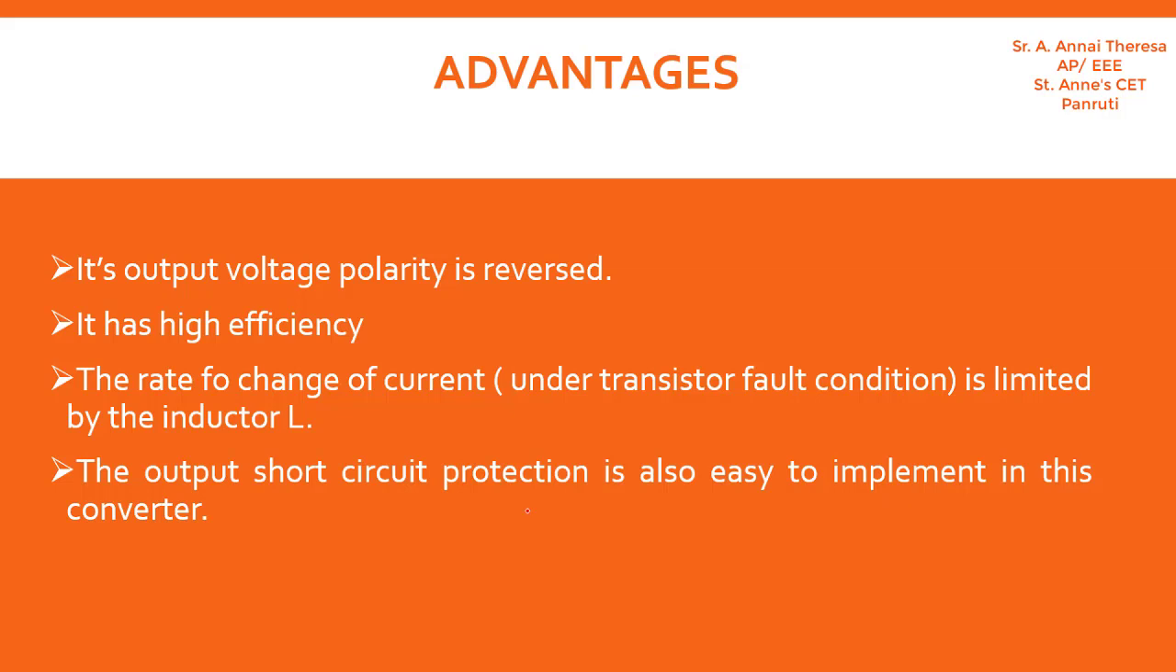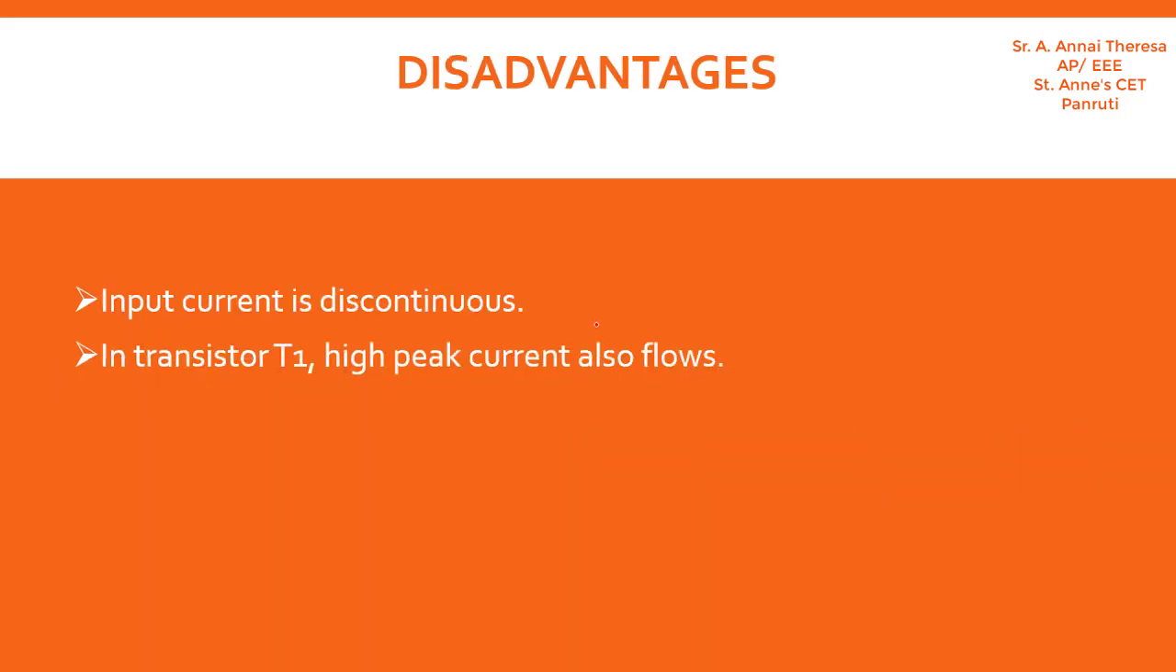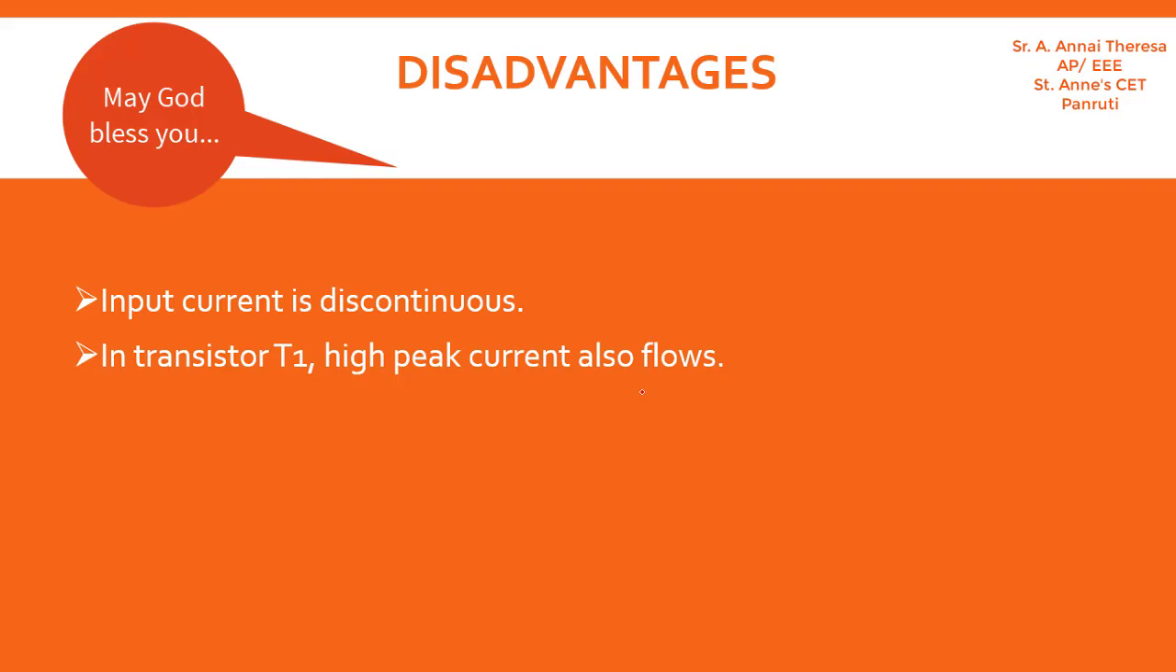These are the disadvantages. The input current is discontinuous. We saw in the first mode and second mode that the input current was discontinuous. Also, in the transistor, high peak current flows, because when it works as a boost converter, the high peak current will flow through this transistor. So these are the disadvantages of the buck boost converter. So this is all about the buck boost converter.